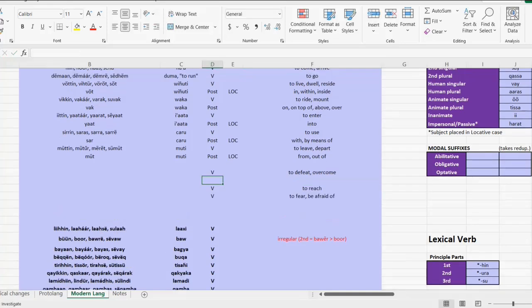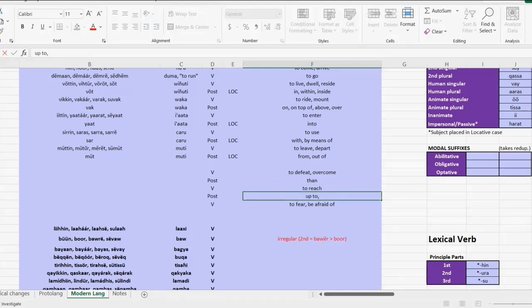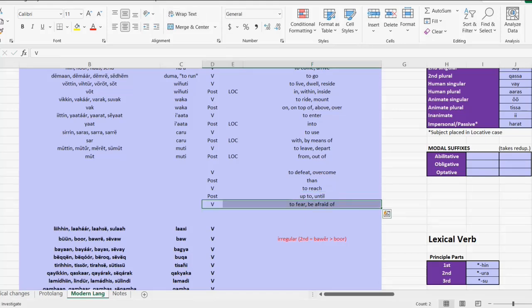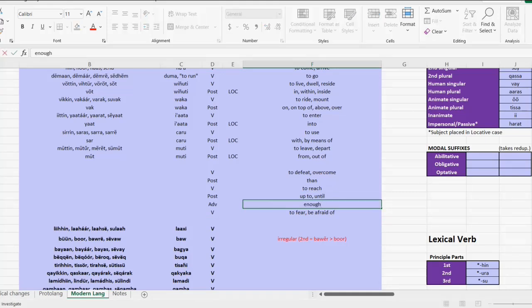I'm actually leaning towards the postpositional route. So defeat would give us a postposition that means than, and the postpositional form of reach would be something like up to, or until. Like Manchu does that. In Manchu, the word for until is just the converb form of to reach. Actually, random idea, we could say that one of the converbs of to reach gives us an adverb that means enough. So like if you wanted to say, I've seen enough, you could say, I have seen reachingly, or I have seen in the manner of reaching. Like I have reached the point where I no longer need to see. That's kind of cool.